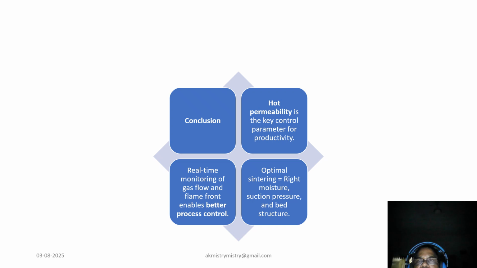In conclusion, both cold and hot permeability are important, but hot permeability offers a better real-time control variable. By monitoring flame front resistance using temperature and pressure profiles, we can fine-tune suction, moisture, and strand speed. These enable a more stable process, improved sinter quality, and higher productivity. The developed method provides a solid foundation for optimizing sinter plant operation.